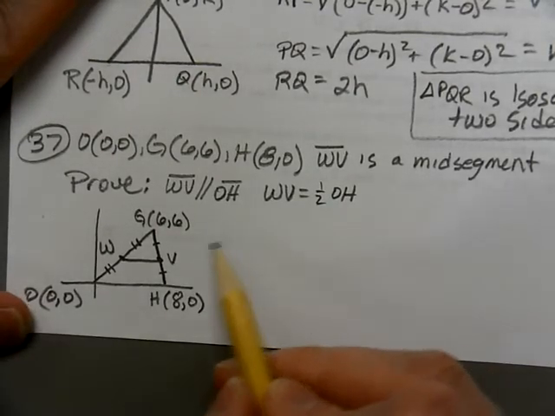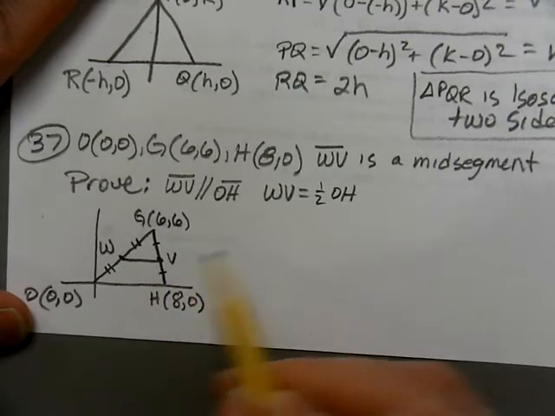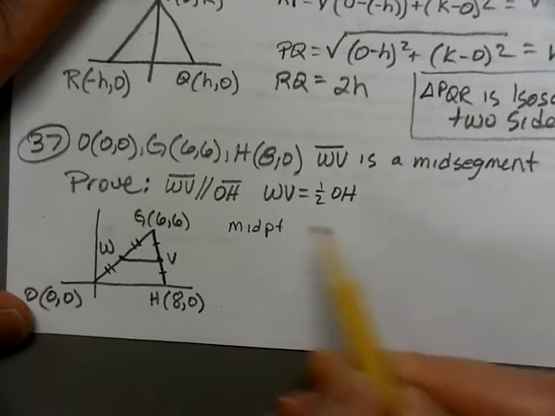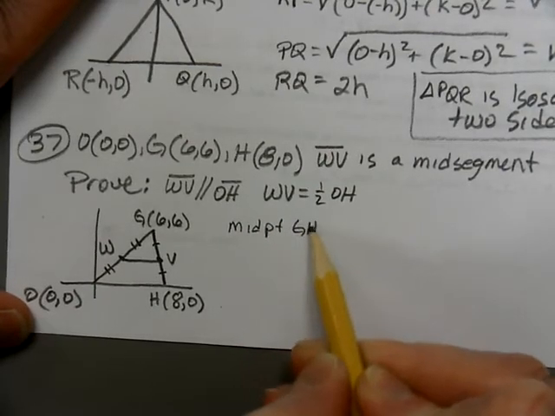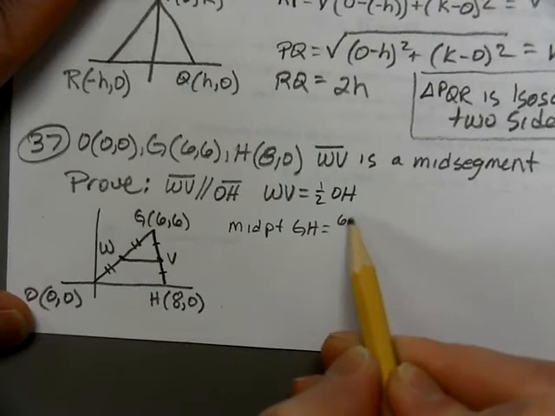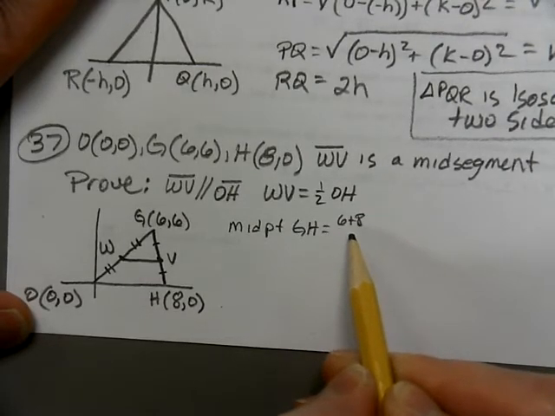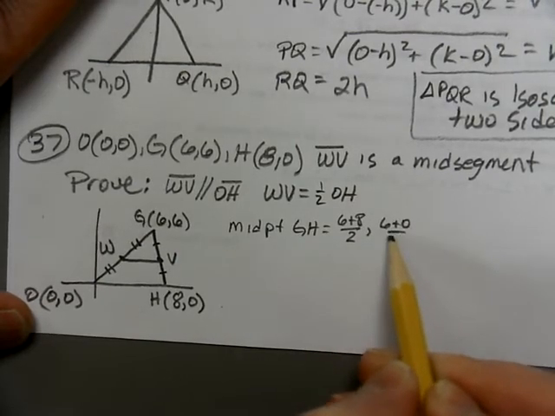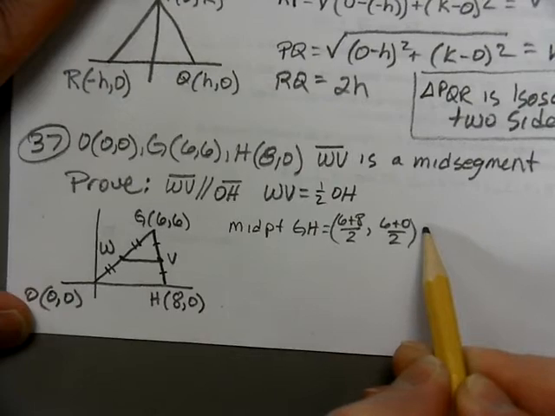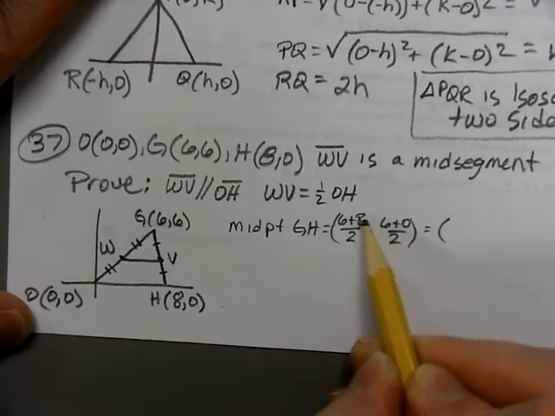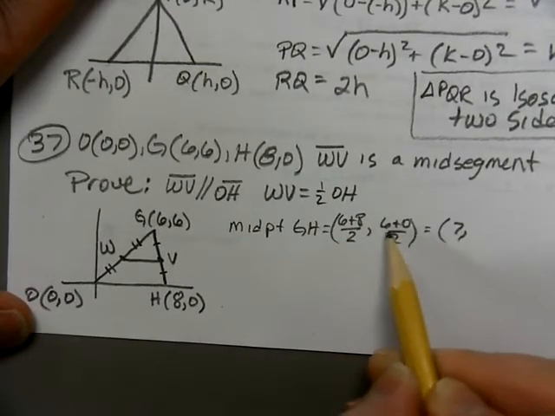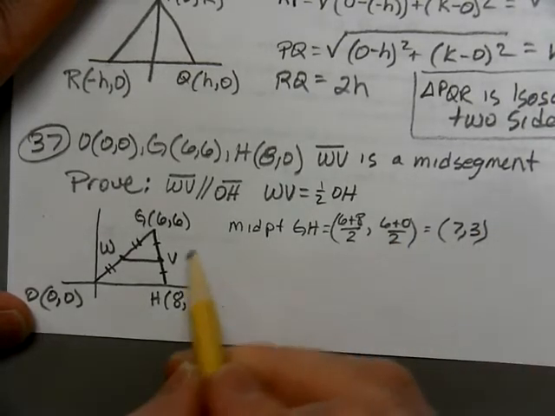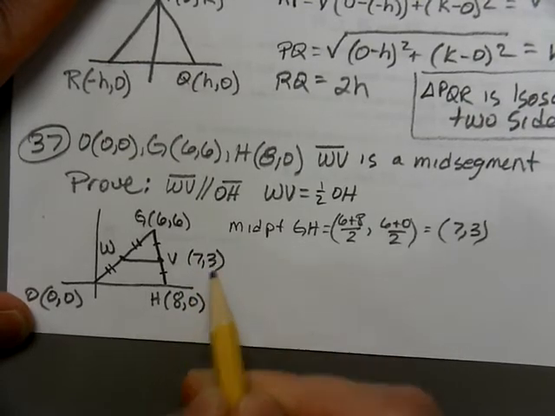So, first we need to know what our coordinates are. So to find the midpoint of GH, that's going to be 6 plus 8 over 2 and 6 plus 0 over 2. That's going to give us 14 over 2, which is 7, and 6 over 2, which is 3. So we're at 7, 3.